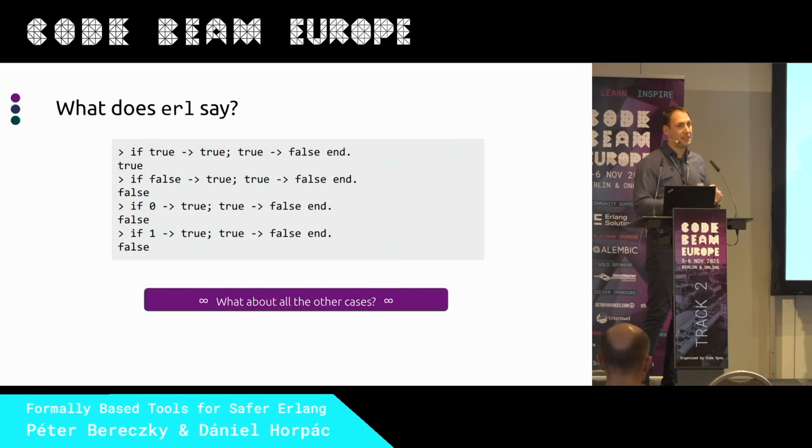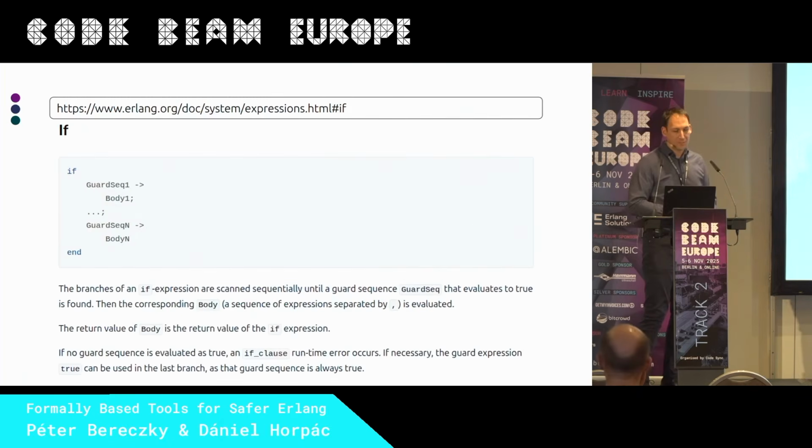I have an idea that it should be the case, so I could test it with 2, 3, 4, 5, 6, and so on, but this is just an idea, it's not justified. So maybe an alternative approach to explaining what happens is that I go for the specification of the language, where someone explained exactly what is supposed to happen. This is not the implementation of the language, this is the specification of the language. And it says, an if expression is scanned sequentially until a guard sequence evaluates to true.